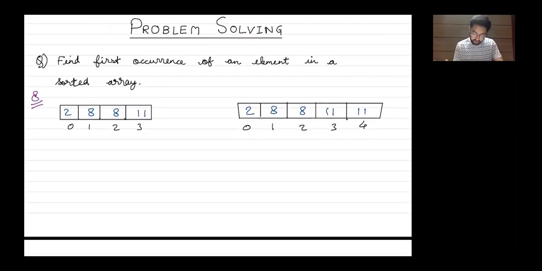Find first occurrence of an element in a sorted array. So let's say we have two example arrays and the element that we are searching for is 8. So the first occurrence of 8 in array 1 is index 1, and in array 2 the first occurrence of 8 is again index 1. So the expected output in both the cases is index 1.